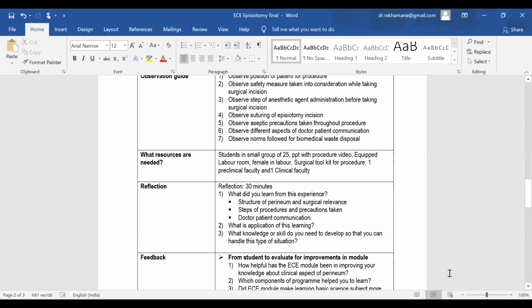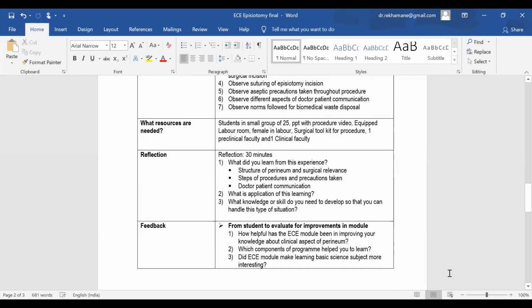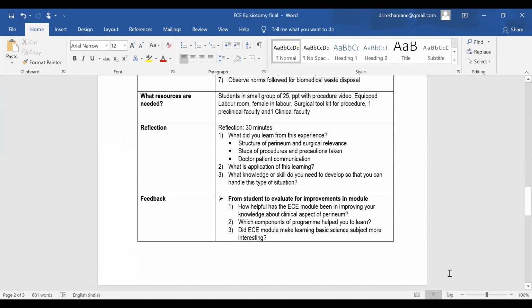Students in a small group, a PPT with a procedure video, an equipped labor room, a female in labor, and a surgical toolkit for the procedure, with one preclinical faculty and one clinical faculty. Next is reflection. Reflection is for 30 minutes.